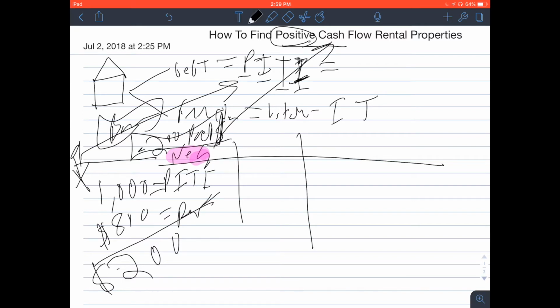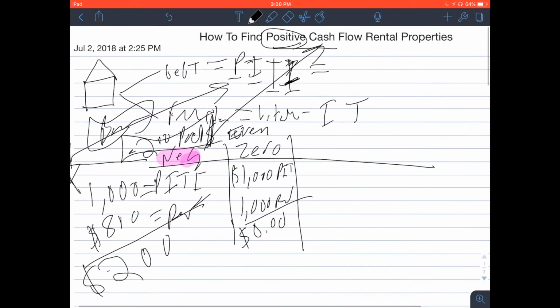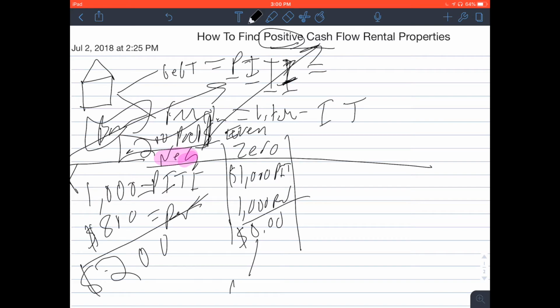Now the other thing that could happen is it could be zero. Nothing happens, like I break even. What that means is that my monthly PITI is still $1,000, and I rent it out for $1,000. Now you may think that you're breaking even, but in reality, you're not breaking even. You're still breaking in the negative.